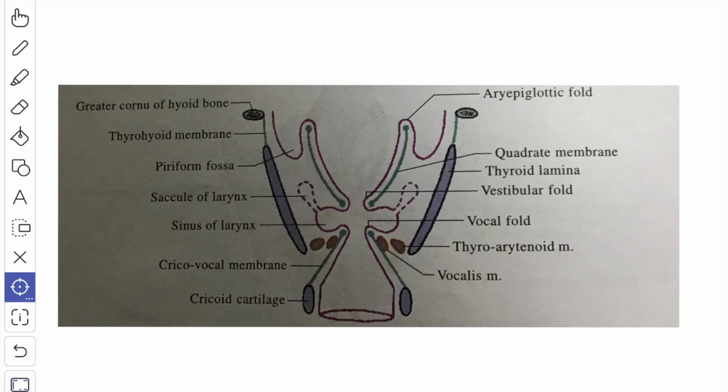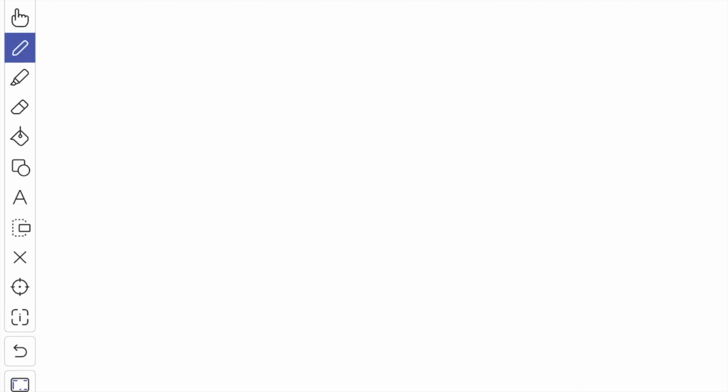Next we'll see the lymphatic drainage. The lymphatics above the vocal fold drain into the prelaryngeal and the jugulodigastric lymph nodes, and below the vocal fold drain into the pretracheal and the paratracheal lymph nodes. Therefore, the Rima Glottidis acts as a watershed line of the larynx. Next we'll see the applied anatomy related to the larynx.